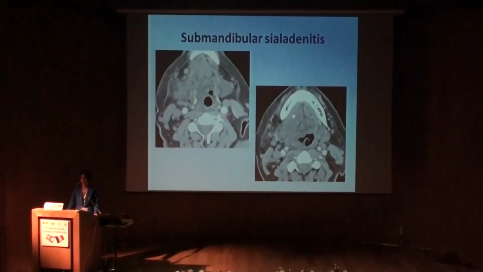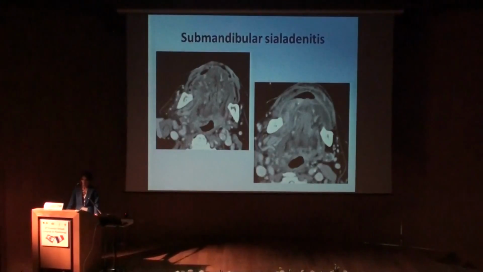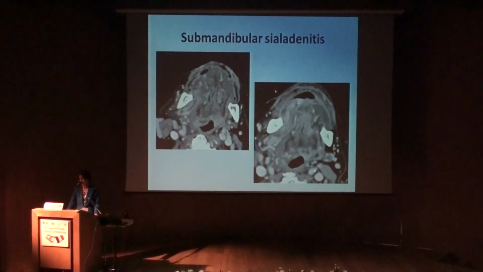And this is another case, just to show that you can have signs of the submandibular infection. You don't see the dilated duct for some reason, but once you see the stone, you know this is sialadenitis. And it seems to me, at least from this case, that size doesn't matter for sialadenitis, because here you see the inflammation and this tiny stone that caused the obstruction.